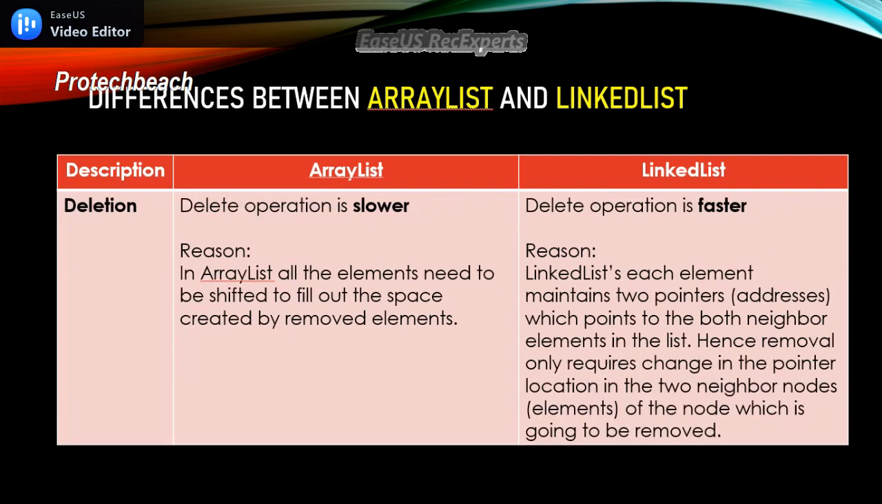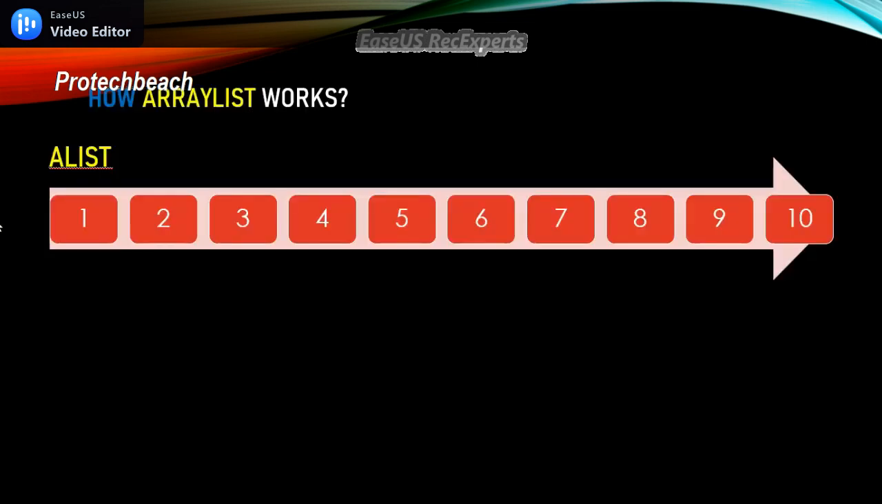So what about the delete operations? The delete operation is slower in the ArrayList compared to the linked list here. Why is the delete operation slower now? If I go back to my previous example, suppose I want to delete this value, suppose I want to delete the third element, right? Once it gets deleted, a shift operation will take place. This 4 will go and sit here and 5 should go here.